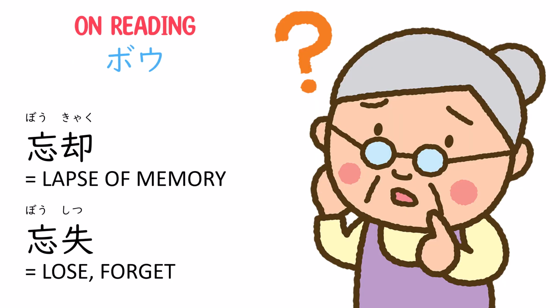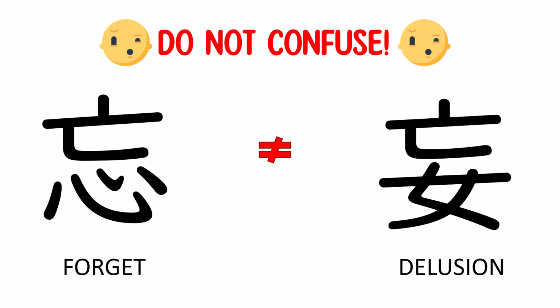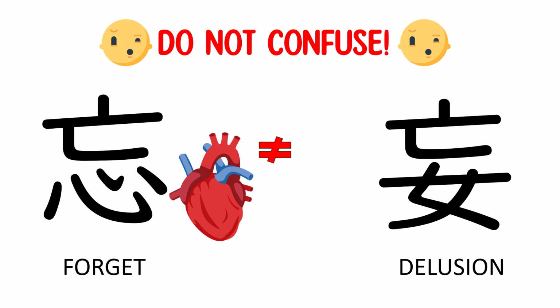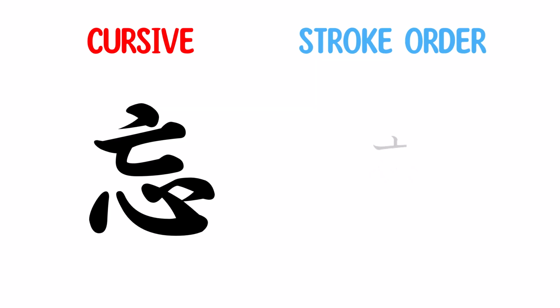The on reading is bo. The examples are boukyaku, lapse of memory, and boushitsu, lose, forget. Do not confuse forget with delusion. Main difference lies in that forget has the heart on the bottom, while can you guess what delusion has? A woman. I wonder why. This kanji has 7 strokes. Now, this kanji has helped you in having a new definition for both forgetting something and becoming busy. 2 in 1.